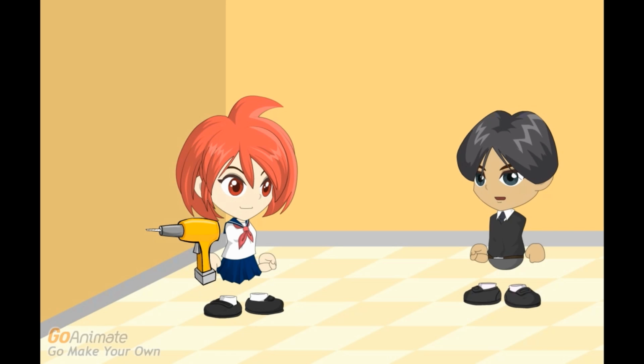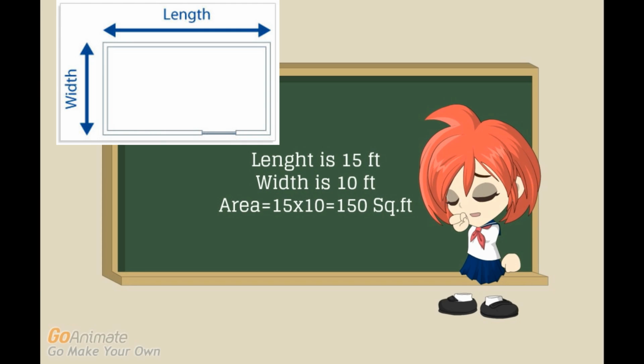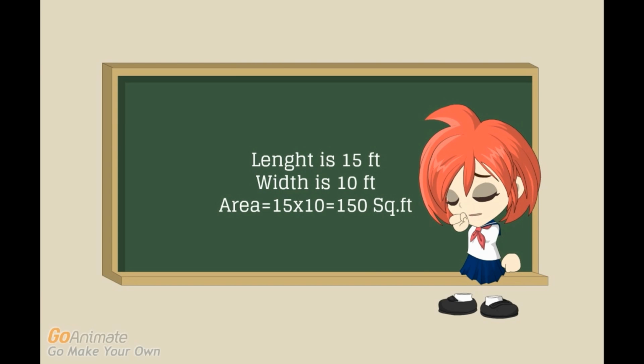Excellent, Amy, that is a very good explanation. But let me ask you, if you find that the length is 15 feet and the width is 10 feet, what would your final answer be? If the length of the bedroom is 15 feet and the width is 10 feet, the area or the space is 15 times 10, which is 150 square feet.